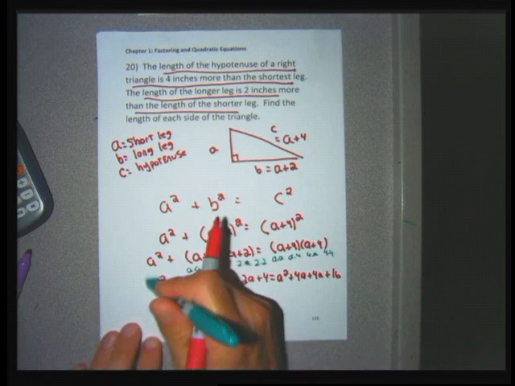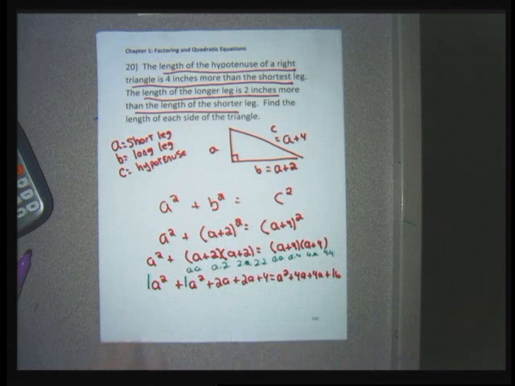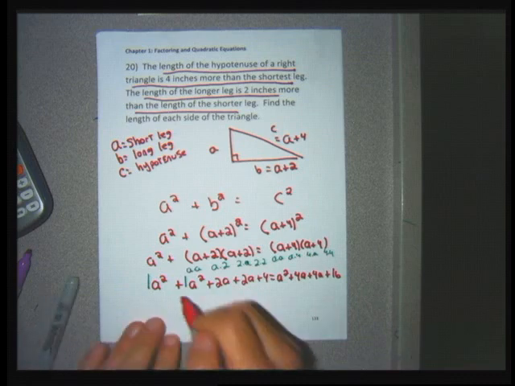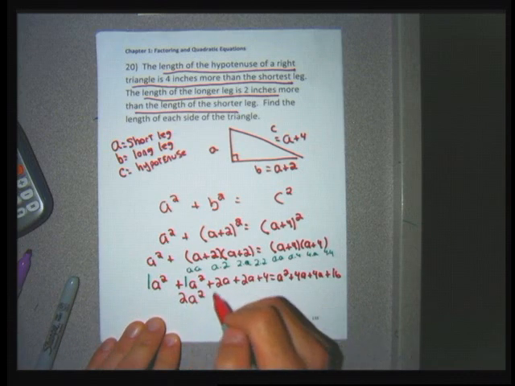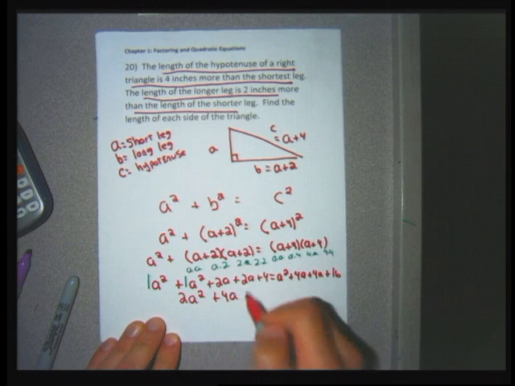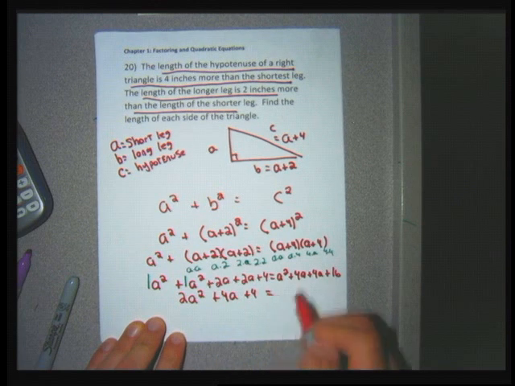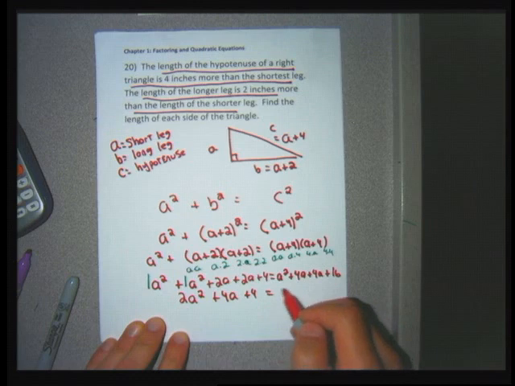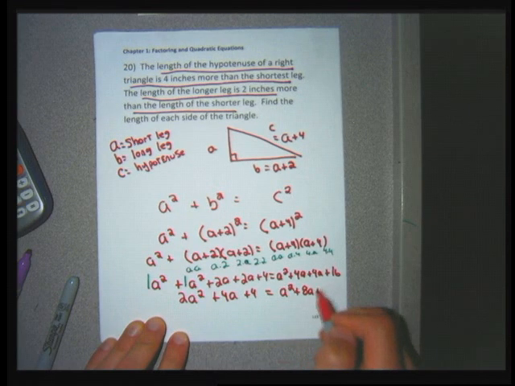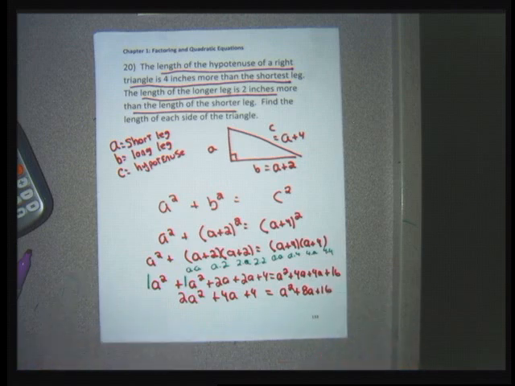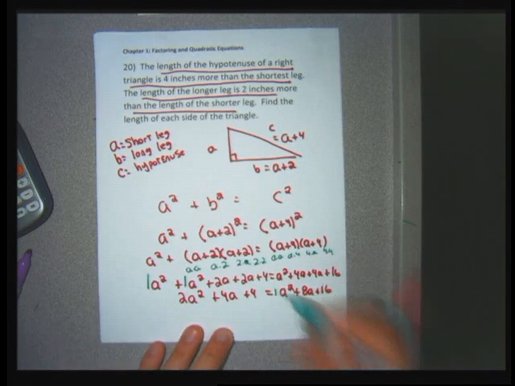On the left side, the A squareds have implied 1s in front of them. So when I'm simplifying the left side, 1A squared plus 1A squared is going to give me a 2A squared. 2A plus 2A is going to give me a 4A. The 4 is going to stay 4. On the right side, the outers and inners are going to give me an 8A. And again, the A squared, there's an implied 1 in front of it.